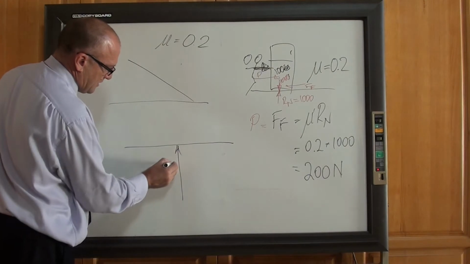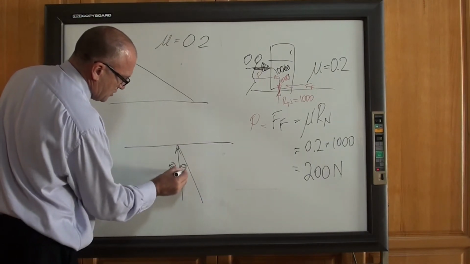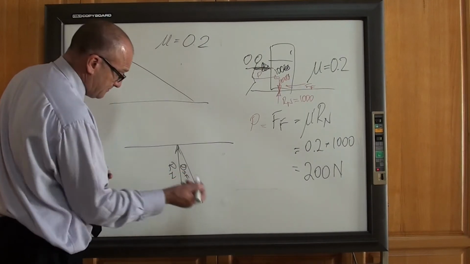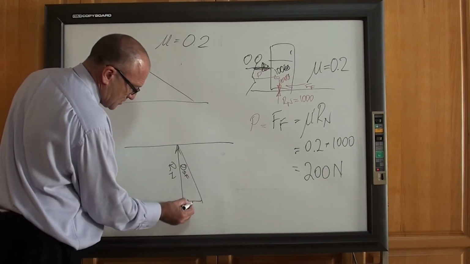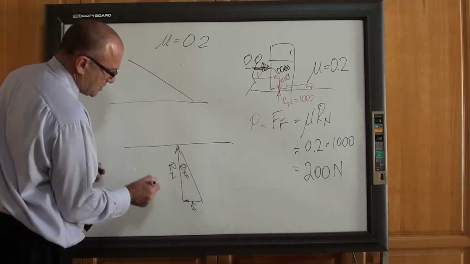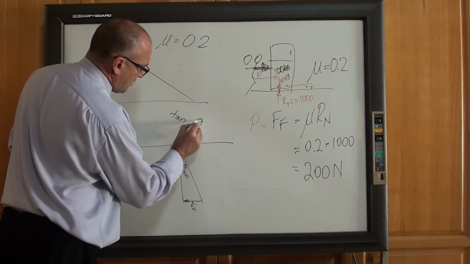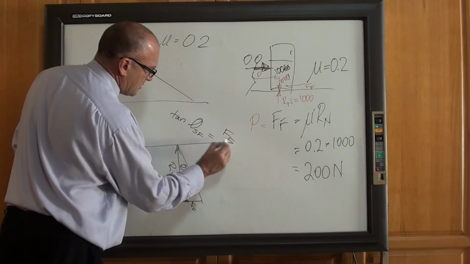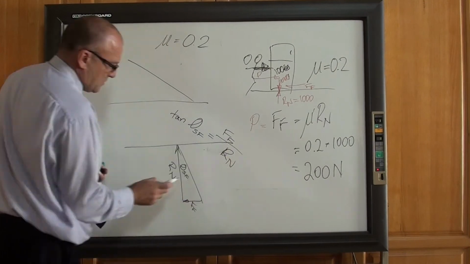If I've got the normal reaction, the angle of static friction is the point at which it slides. That's the maximum value of sideways force. There's my force of friction. There's the angle of static friction. Tan of the angle of static friction equals force of friction on Rn.